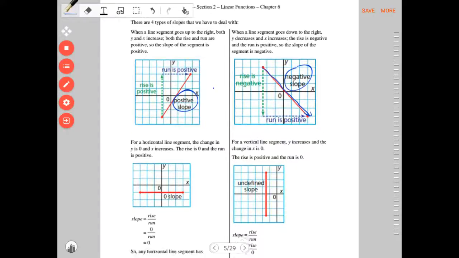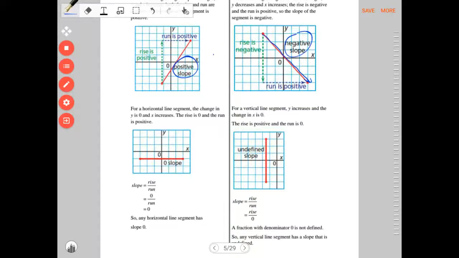Okay, the next two are a little bit weird, but that's okay. So for a horizontal line segment, the change in y is 0. Like there's no rise. But x increases, so there's lots and lots of run. So we have 0 divided by anything, or lots, or whatever. 0 divided by anything equals 0. So the slope of all horizontal lines is 0.